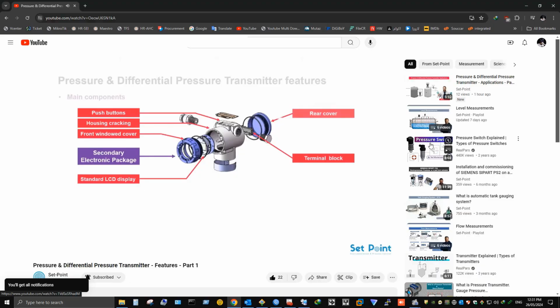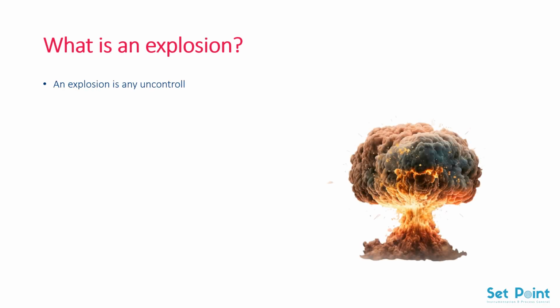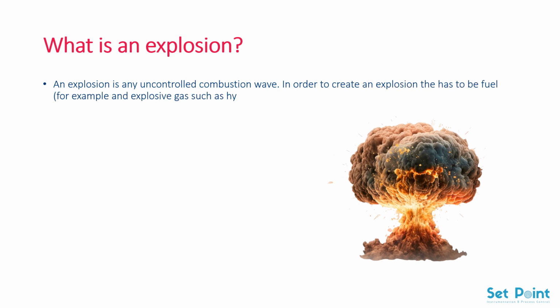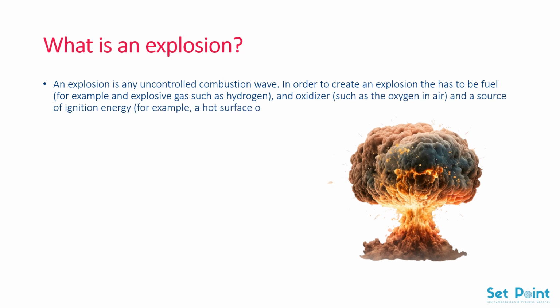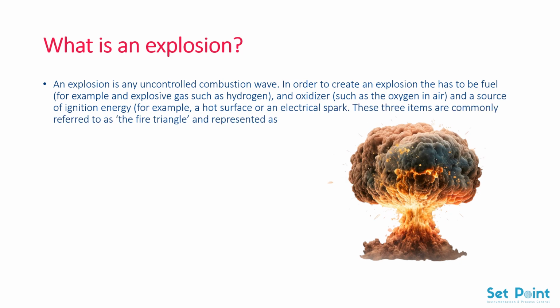Now let's get started. What is an explosion? An explosion is any uncontrolled combustion wave. In order to create an explosion, there has to be fuel, for example an explosive gas such as hydrogen, an oxidizer, such as the oxygen in air, and a source of ignition energy, for example, a hot surface or an electrical spark. These three items are commonly referred to as the fire triangle and represented as below.